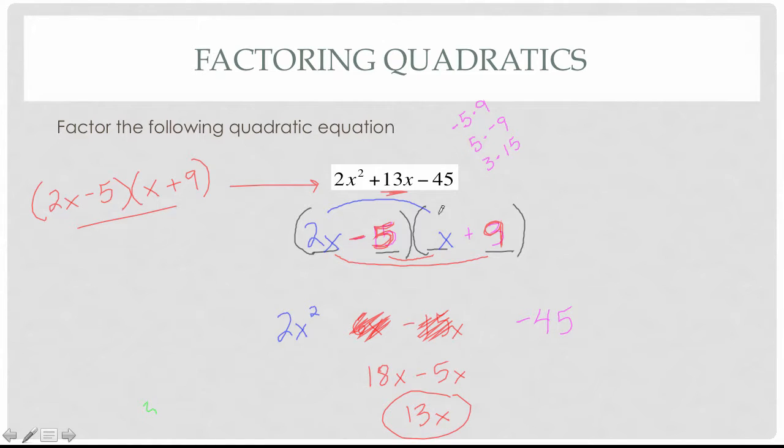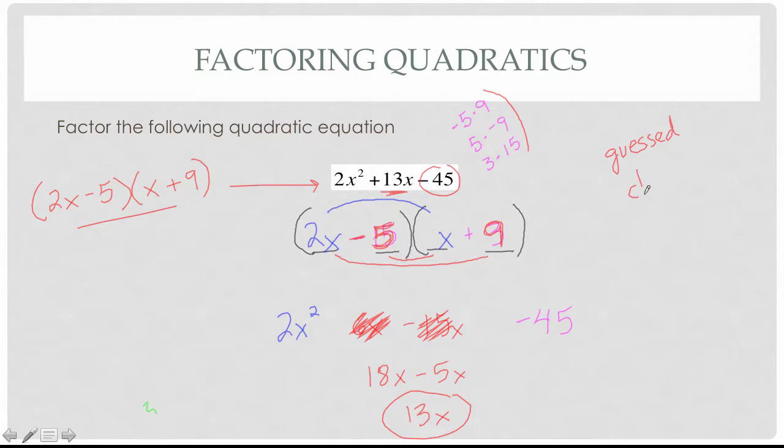Now what we just did here was a guess and check method, right? We guessed a couple times. We did an educated guess, right? We looked at all the factors to get negative 45, and then we tried them until we found ones that successfully multiplied.